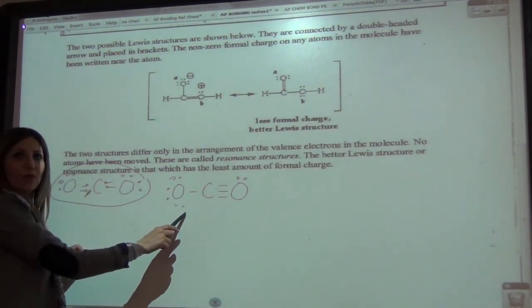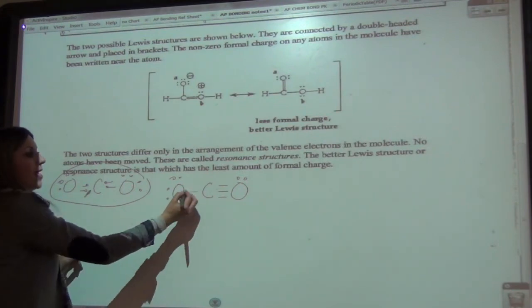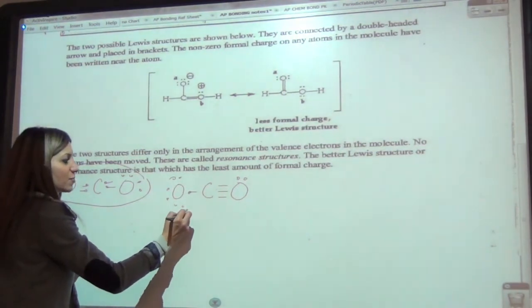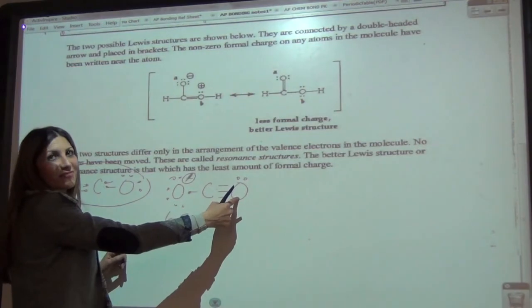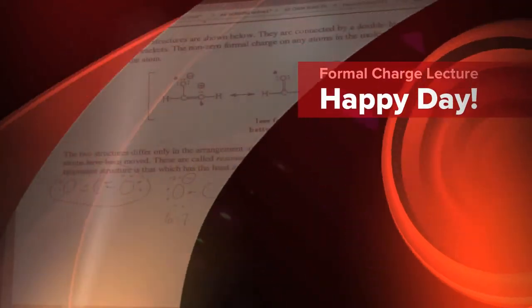Why does this one not work as well? Because if you count, this one has how many going around it? 1, 2, 3, 4, 5, 6, 7. So you're going to do 6 minus 7, and this formal charge would be a -1. So what do you think this side's going to be? A positive. Okay. All right, and that's the end of formal charge.